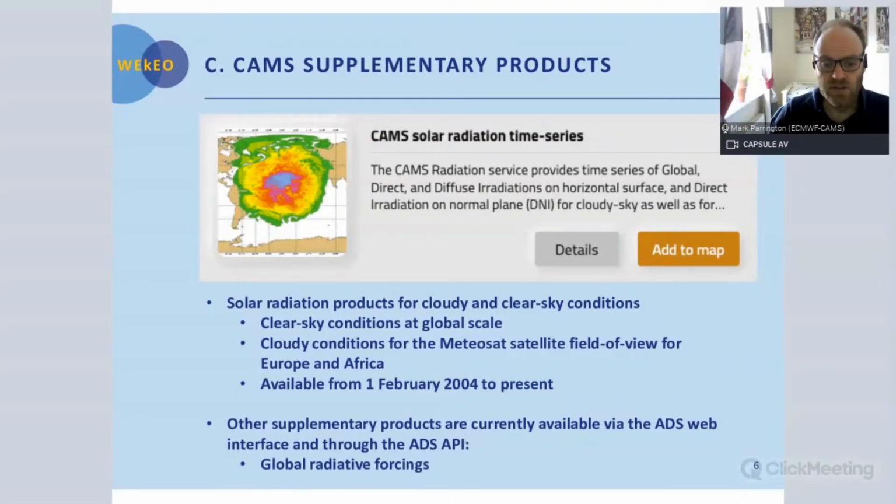Other supplementary products that we have are available via ADS, and these are mainly global radiative forcings, so the radiative impact of different pollutants on atmospheric radiation fields.